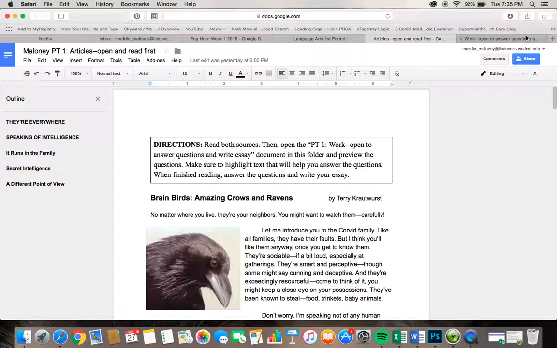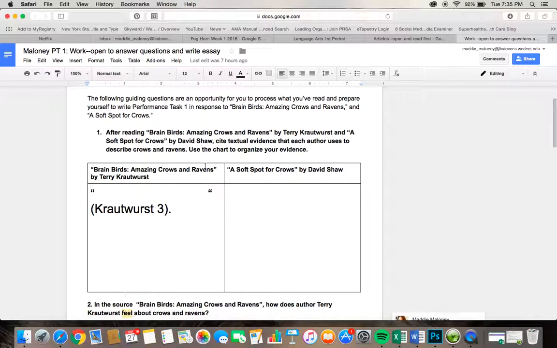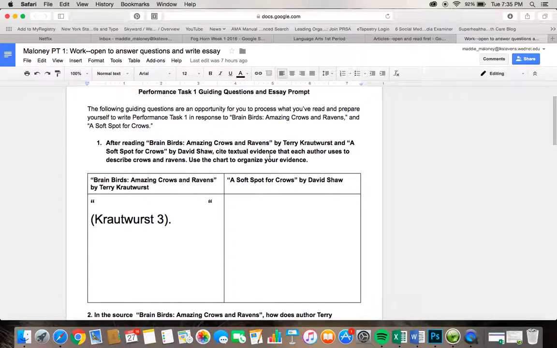Now let's talk about these questions. You're going to have to read the 2 articles before you answer the questions, but it's a great technique that readers do to read the questions before you actually start reading, so you know what you're looking for in the articles that you are asked to read. I'd like you to take a couple seconds and read through question 1.